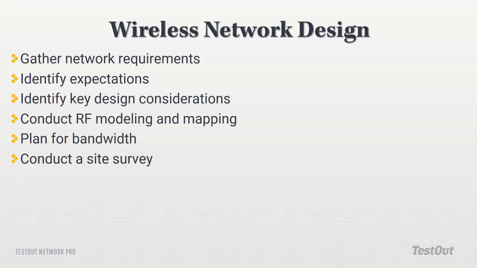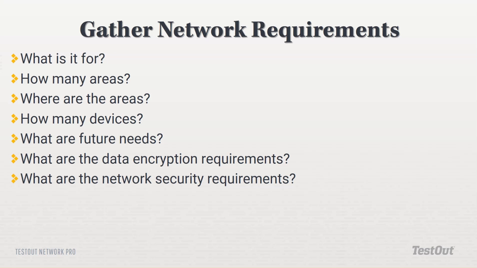Then you're going to do the site survey. Here are the things you want to know. What is it for? How many areas? Where are the areas? How many devices? Future needs. Then, what type of data encryption are you going to need? If you're going to be anywhere that the public is close and can be using packet sniffing, you need to have very strong encryption. I recommend that you use the RADIUS server in the enterprise at that point.